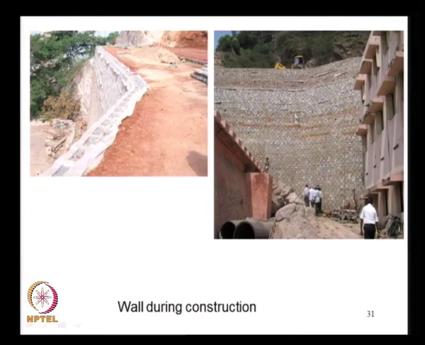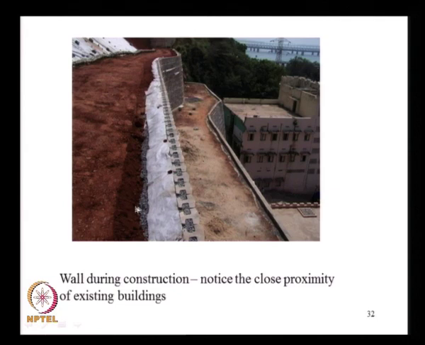You can see the clear picture, the vehicles dumping the soil from the top, and this is another view of the wall during construction. Notice the existing building is very close, it is hardly about 1.5 to 2 meters gap, and in spite of that this wall could be built, because the soil was dumped from the top, and then the entire construction was made using modular blocks, each weighing about 30 kg. So, it could be easily carried by people and placed at the site.